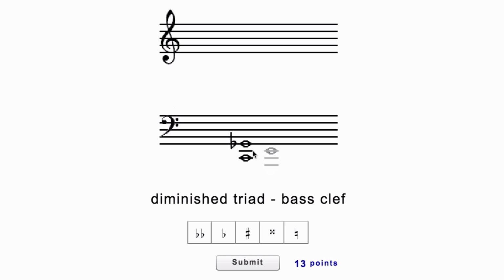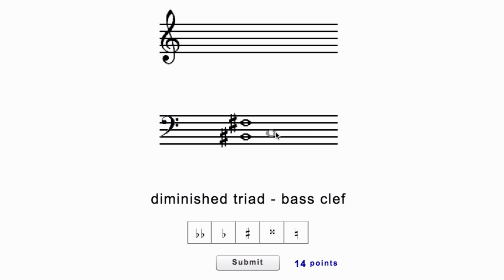Diminished triad, we need a minor third here. So what's a minor third above C? It's E flat, because thirds based upon C, F, and G are major thirds. So this E would be a major third. Therefore, to make it a minor third, we have to lower it by a half step, making it E flat.